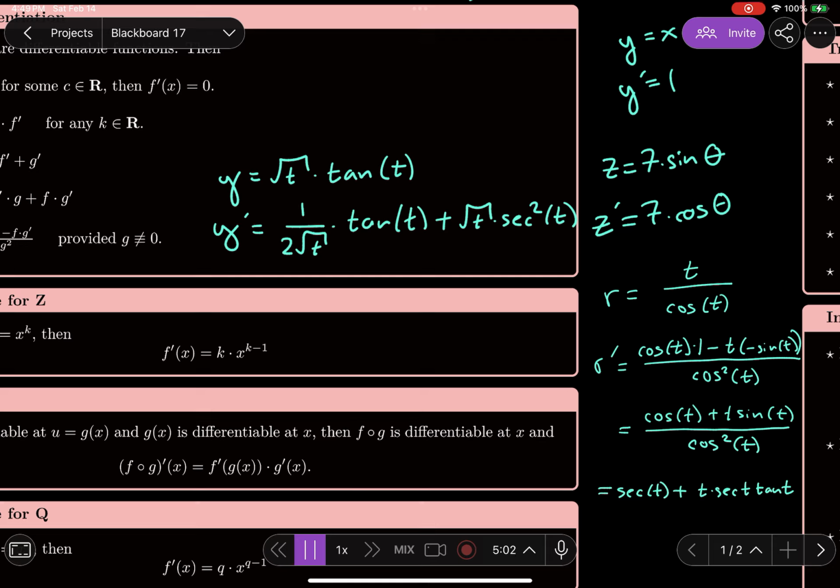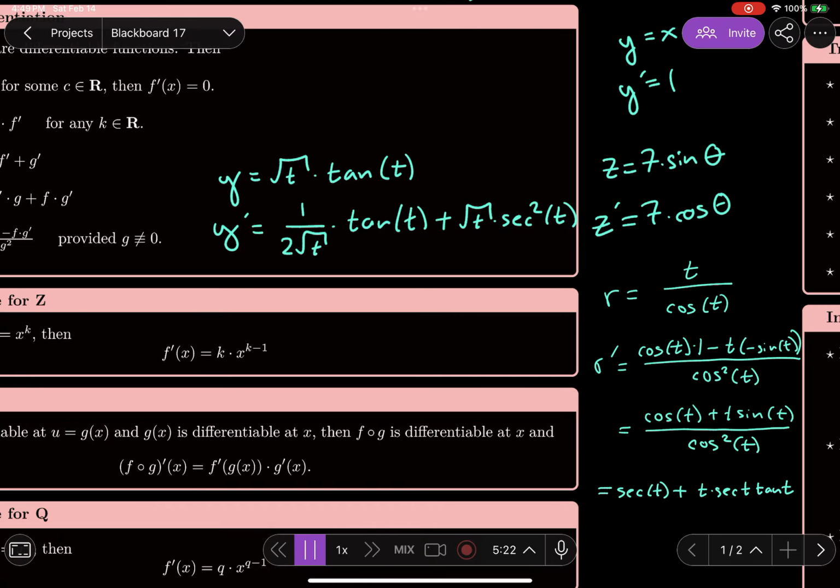And you might ask, huh, that's interesting, because it looks like I have the secant of t right here, and here's the derivative of secant of t. So I wonder if there was a different way I could have differentiated. Indeed, you could have forced this to be a product rule, not a quotient rule. So think about why that's true. Okay, so that's an application of the quotient rule.